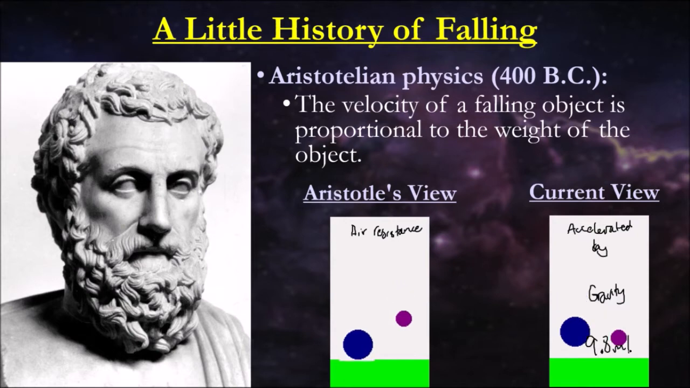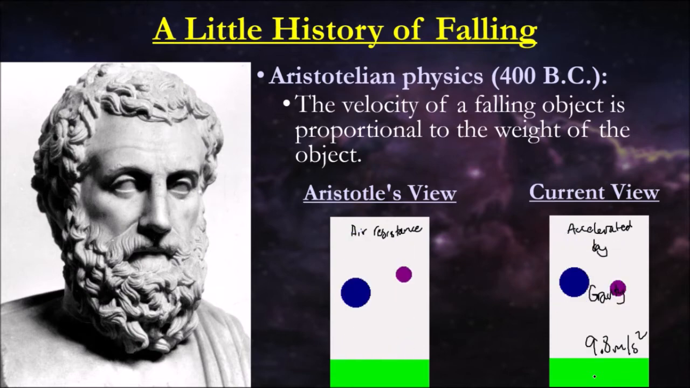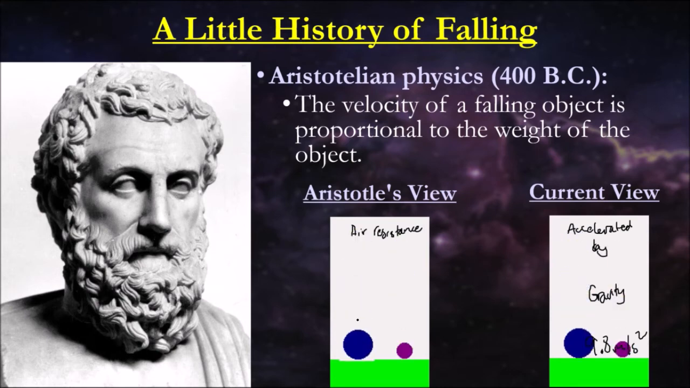And obviously the value for gravity on average is 9.8 meters per second squared. That's the acceleration that all objects will experience. Unlike what Aristotle said, that the larger object will accelerate further down because of mass, mass actually has nothing to do with falling down.